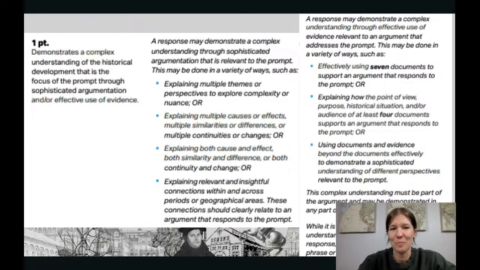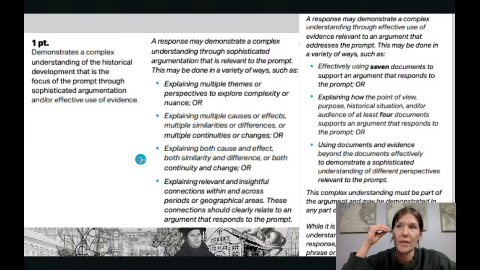And then the final piece comes from complex understanding. This used to be really hard to get. This is now much easier to get. This involves you critically thinking about the prompt and bringing in nuanced, sophisticated answers. The best way to do this is if we're looking here: examine multiple themes or perspectives. Examine multiple causes or effects, similarities or differences, continuities or changes. Explain cause and effect, similarity and difference, continuity or change, right?